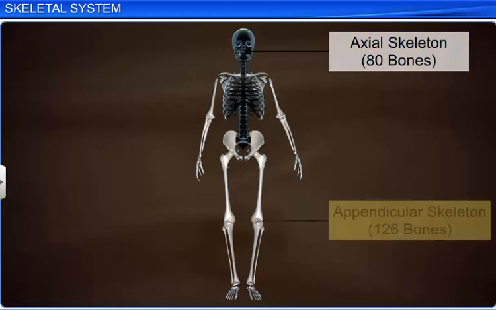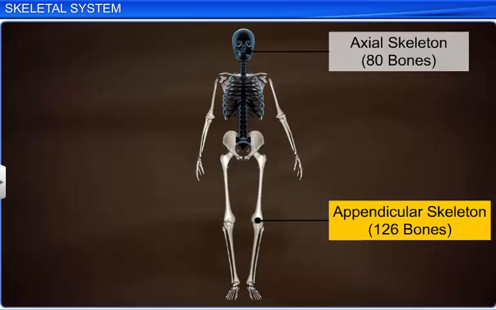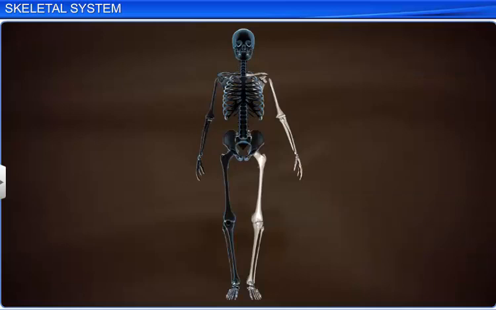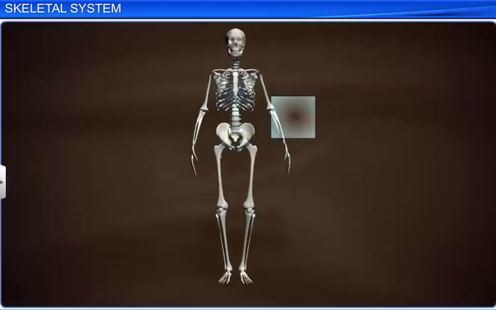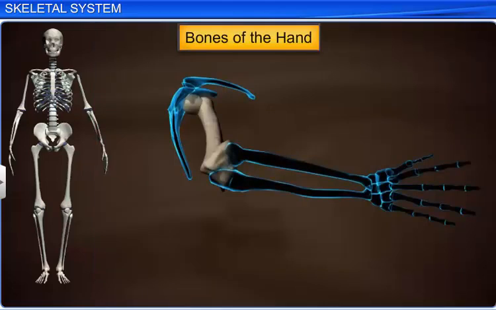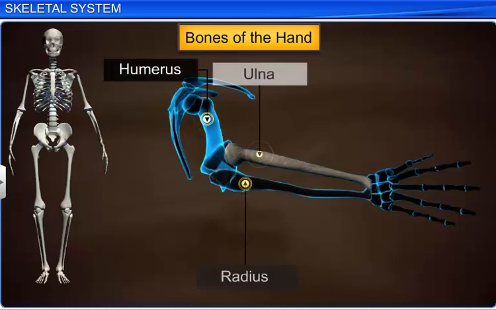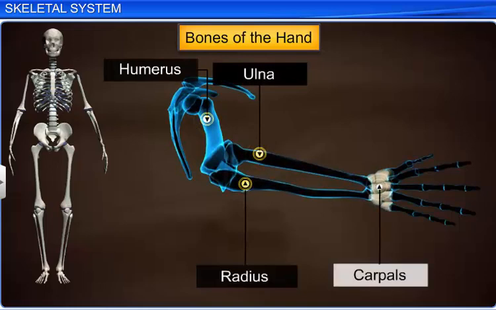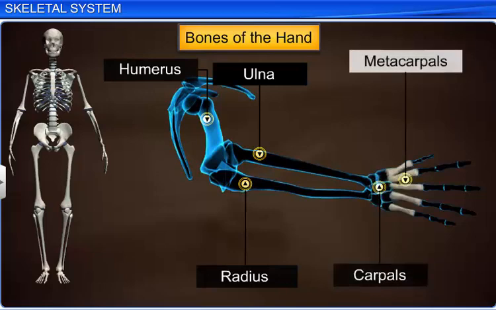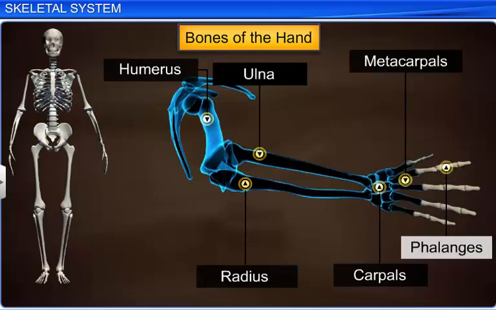The remaining 126 bones form the appendicular skeleton, which includes the bones of the limbs and their supporting girdles. Interestingly, each limb consists of 30 bones. The bones of the forelimb or hand include the humerus, radius, and ulna, 8 carpals or wrist bones, 5 metacarpals or palm bones, and 14 phalanges.